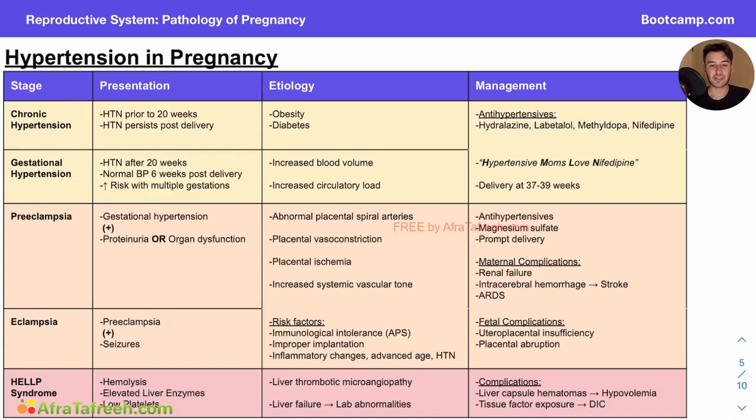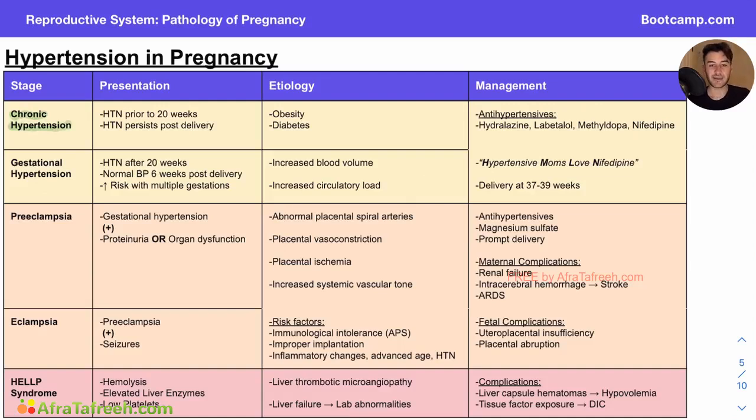I also want to mention that we're going to approach it by talking about the presentation criteria that define each type of hypertension, as well as the pathophysiology about what causes each type, and also talk about the management at each stage. And I want you guys to be aware that all of the pathophysiology here is going to be related to abnormal vasculature, so keep that in mind as we approach this topic. Let's go ahead and start off by talking about chronic hypertension.